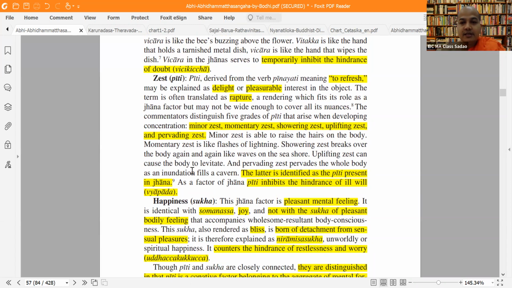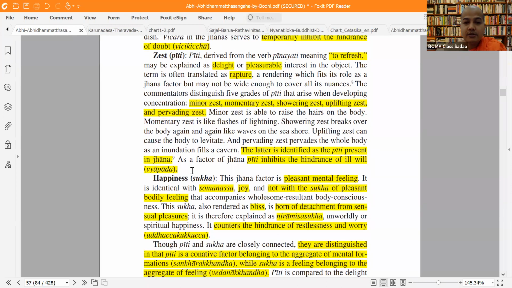Piti is the next jhana factor, derived from the verb pinayati, meaning to refresh. It may be explained as delight or pleasurable interest in the object. The term is often translated as rapture, the rendering which fits its role as a jhana factor, but may not be wide enough to cover all its nuances. The commentators distinguish five grades of piti that arise when developing concentration.